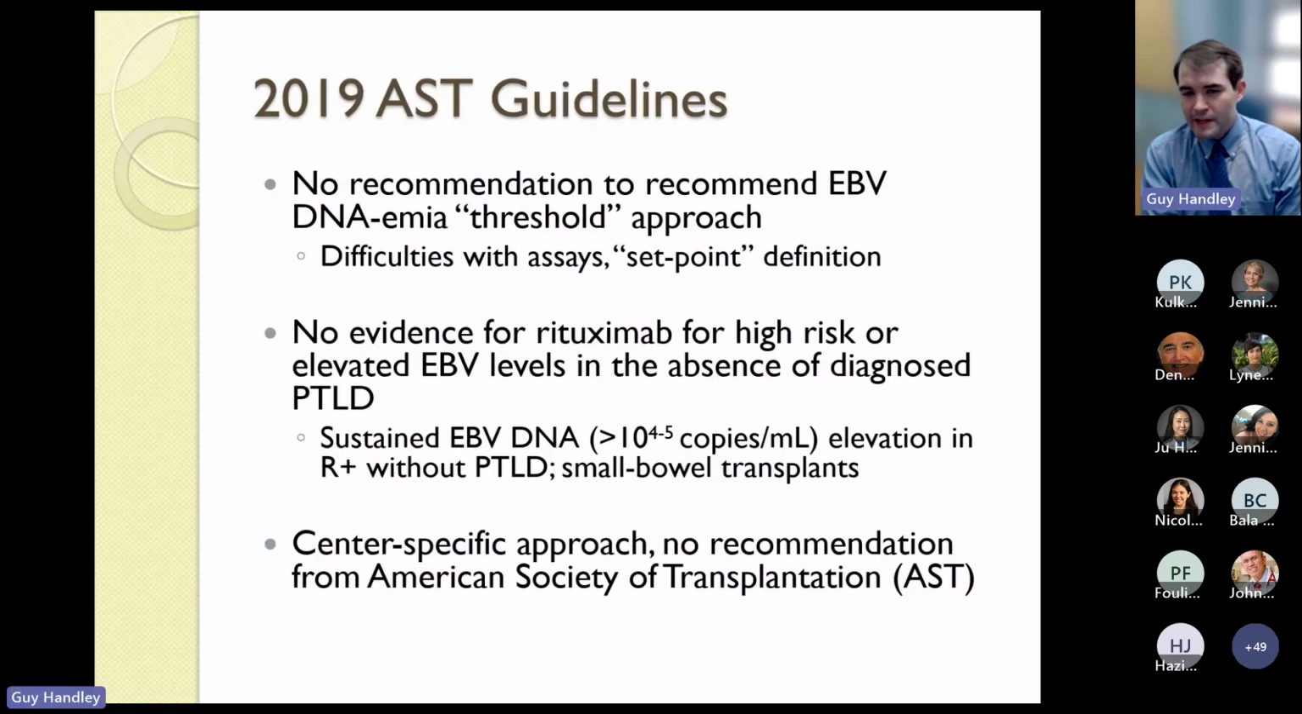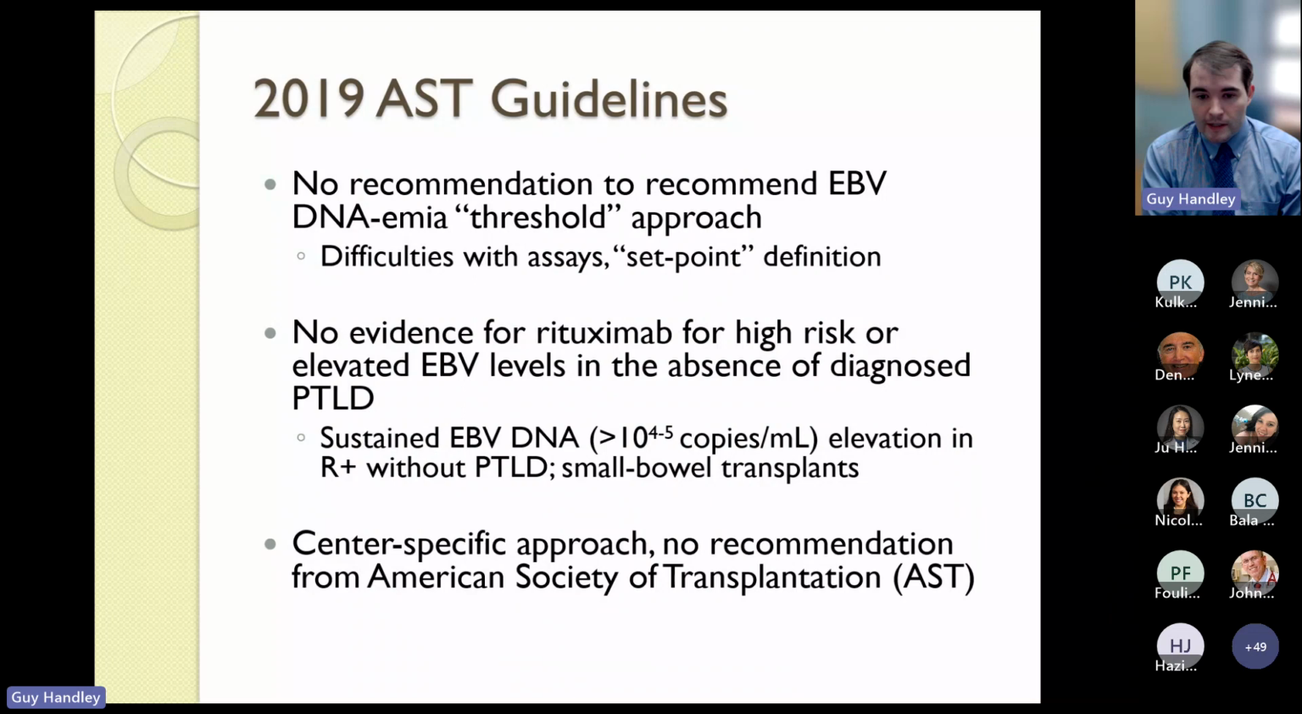The American Society of Transplantation, working with its ID community of practice in 2019, did put out some guidelines. They basically say that there's no recommendation they can give regarding a threshold approach. They talk about a lot of the same problems that I've mentioned throughout the talk. They also essentially say there's no evidence to give rituximab in high risk or elevated EBV levels if there's no PTLD.